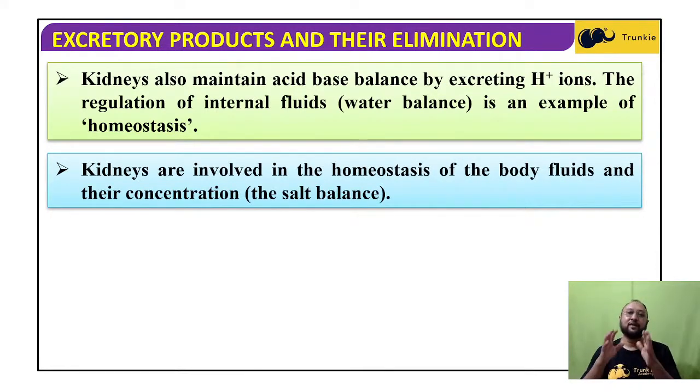So the regulation of internal fluids, water balance, is an example of homeostasis. As I told you, homeostasis is maintaining constant environmental conditions within the body: water salt balance, acid base balance. All these should be maintained. Kidneys are involved in homeostasis of body fluids and their concentration, salt balance. Out of this, the most important, normally homeostasis refers to maintaining the water salt balance. Why? Because this is very important. The fluid of the body, the blood and the other fluid, the concentration of the salt must be maintained. It should not be much, it should not be less. There's a pressure.